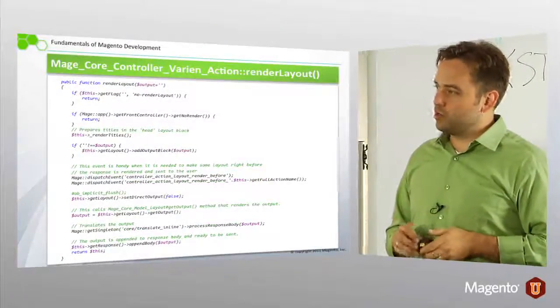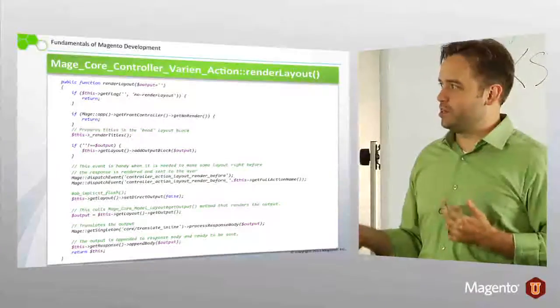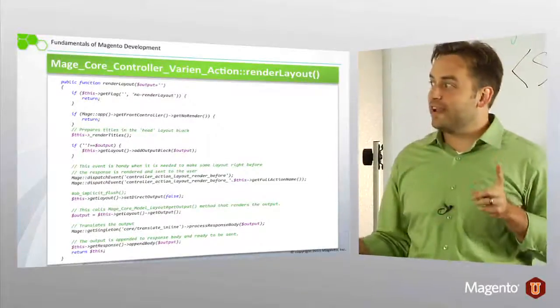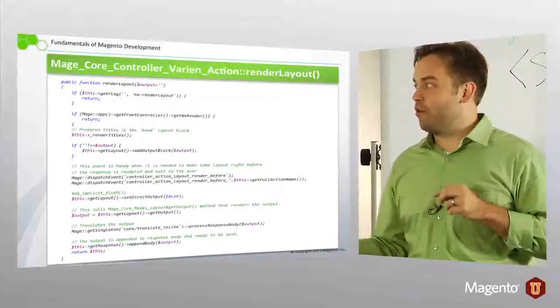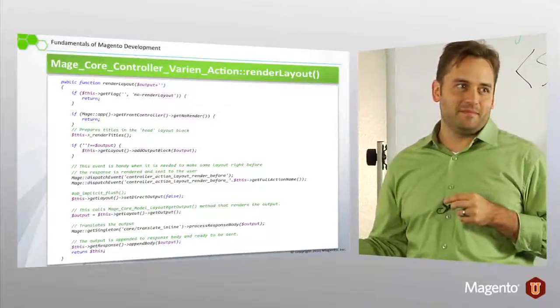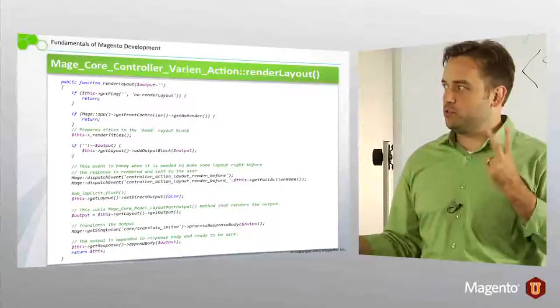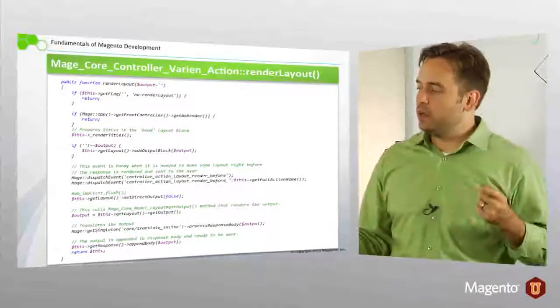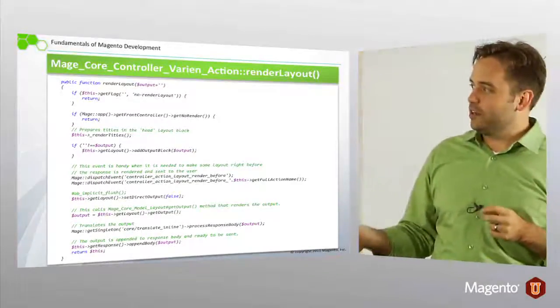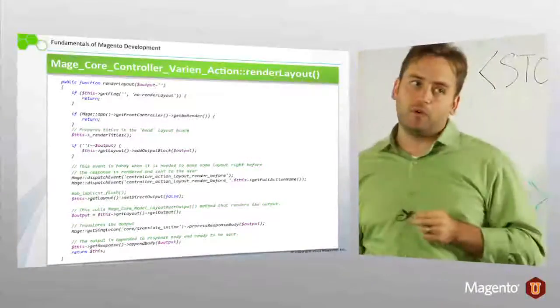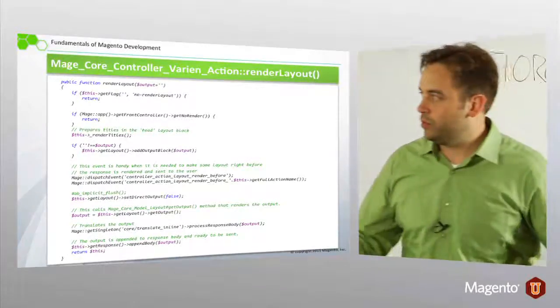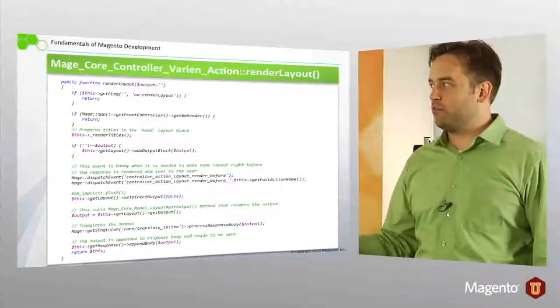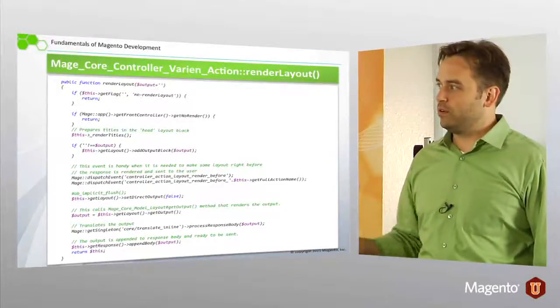All right. We also have, of course, some more events: controller action layout render before, and controller action layout render before full action name. So two events being dispatched, just a generic controller action layout render before, and then a less generic one. Say we're on the catalog product view. This would be controller action layout render before catalog product view. All right.